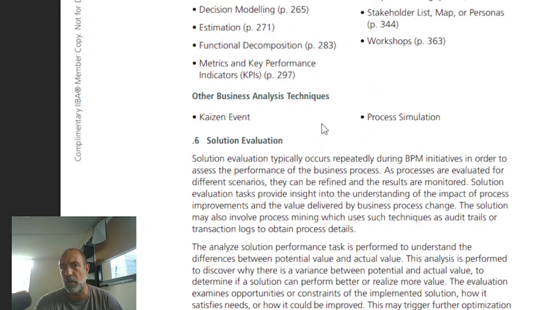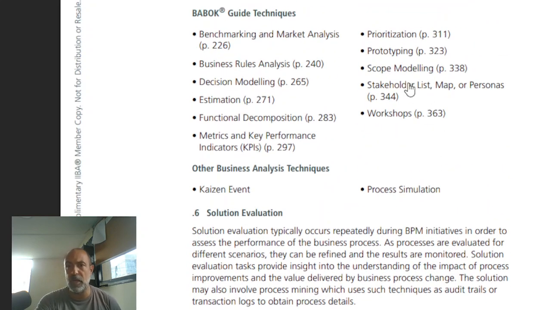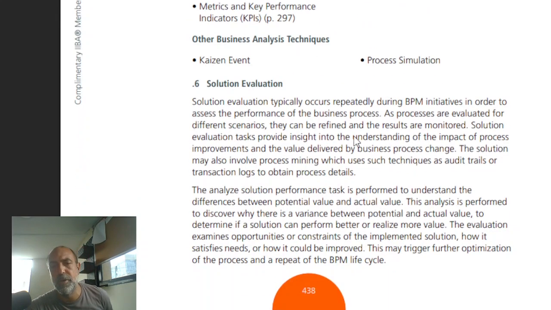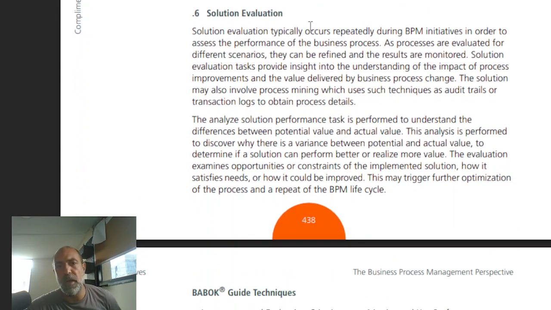That's basically it. That's why everything is either stakeholder oriented, like workshop, stakeholder list, scope modeling, prototyping, and then basically rules. What are we working with? Decision modeling, estimation. And the last one is solution evaluation.